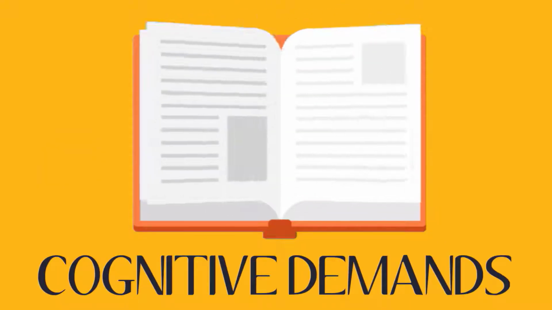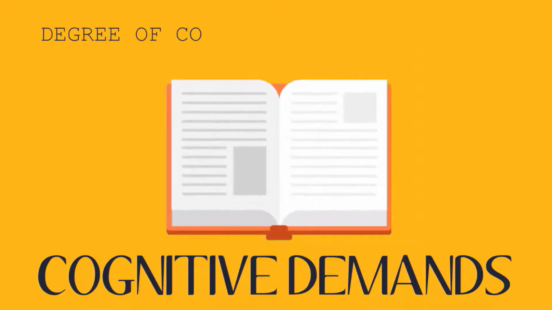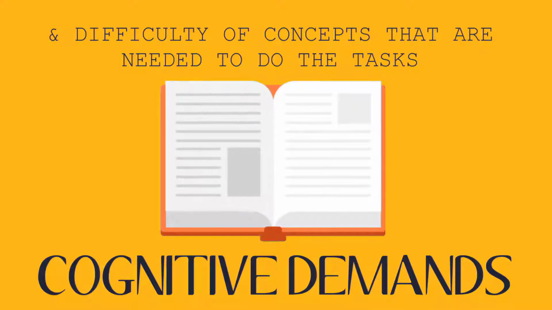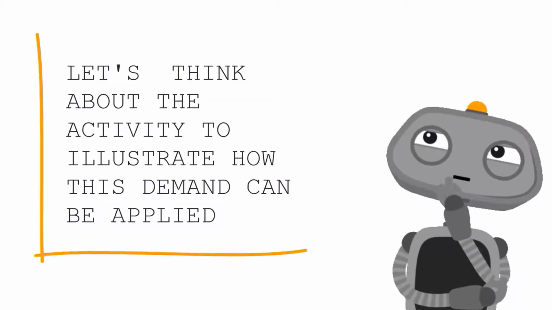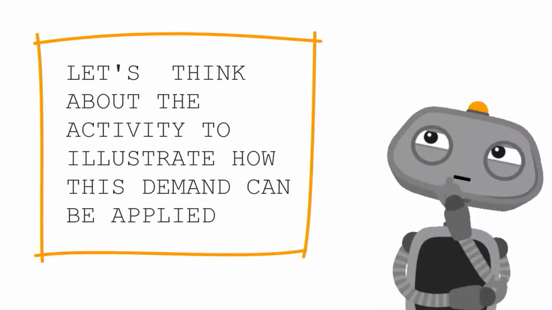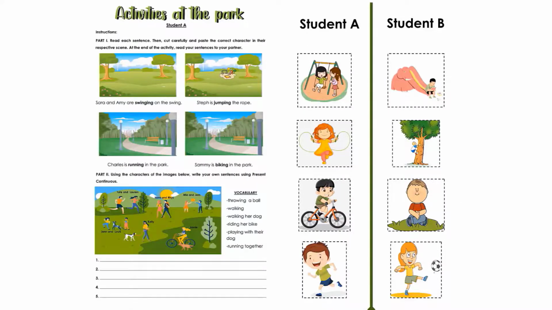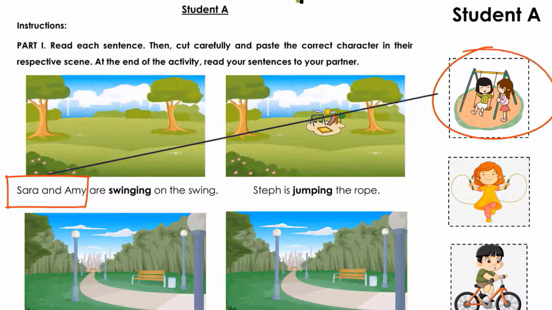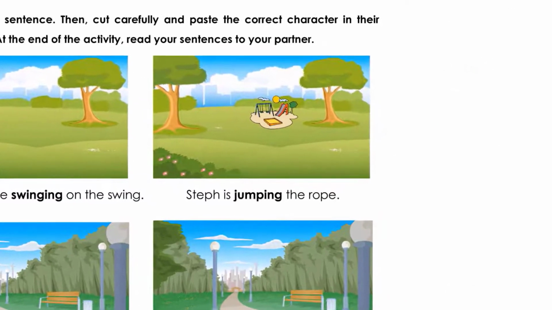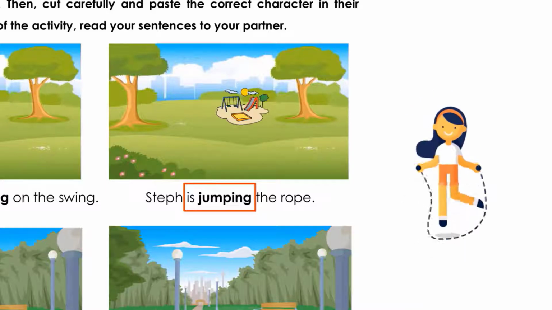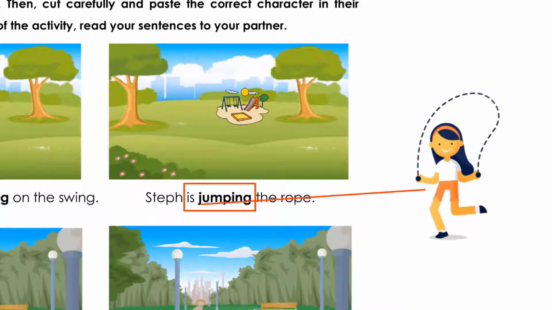Cognitive demands vary with the degree of contextualization of language and the difficulty of concepts that are needed to do the task. Let's think about the activity to illustrate how this demand can be applied. Here we have this worksheet. In this example, students are demanded to recognize each subject as the main character of their scene. Also, they are demanded to understand the sentence tense, present continuous, and comprehend the meaning of each verb.